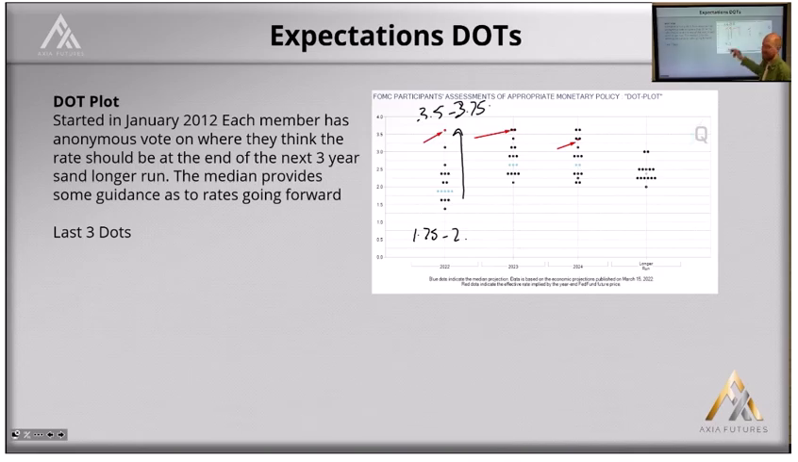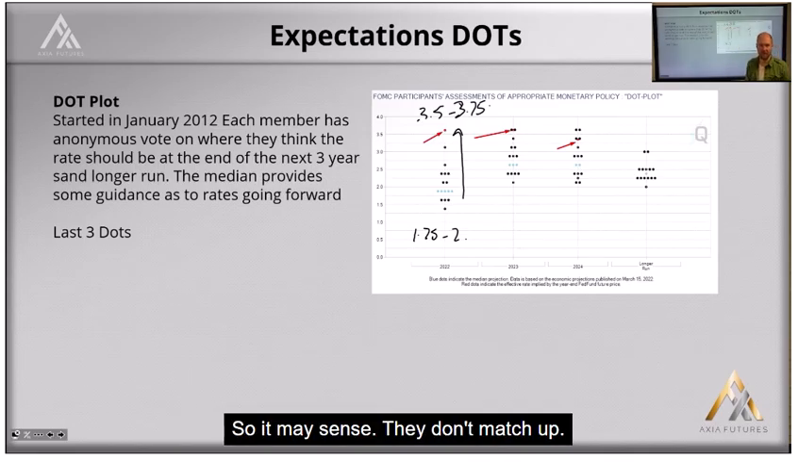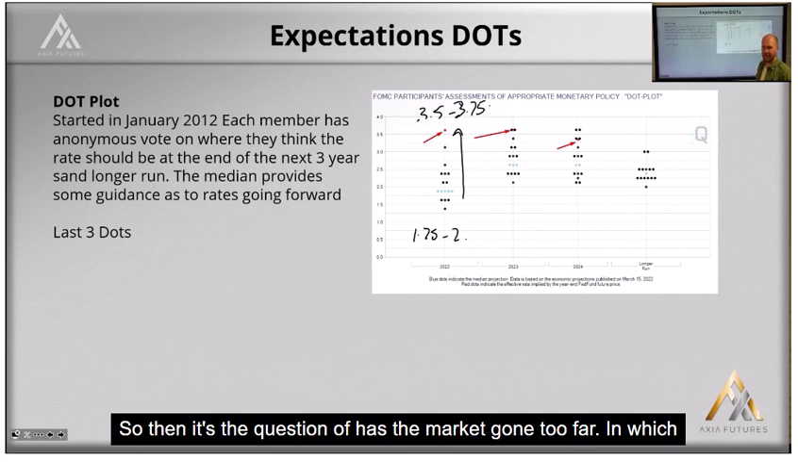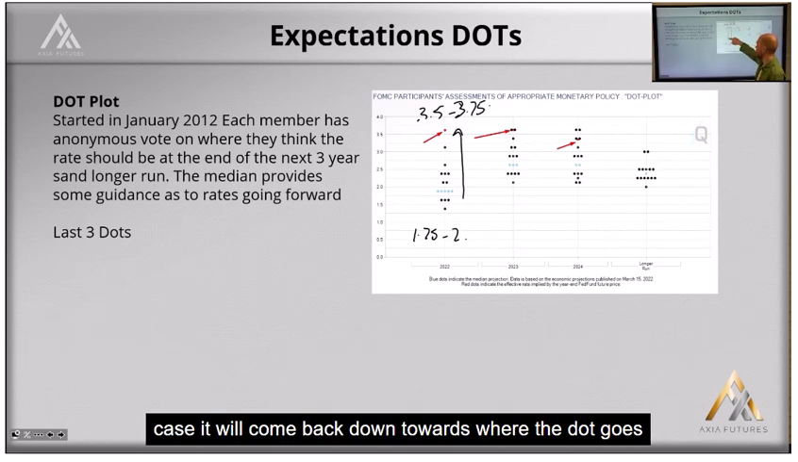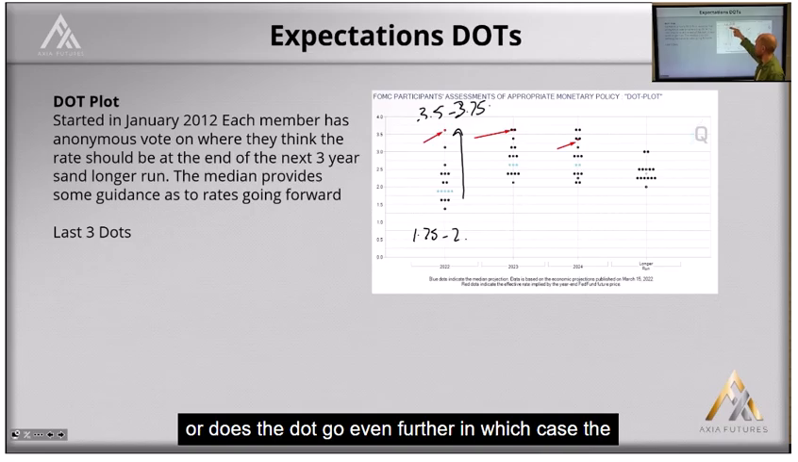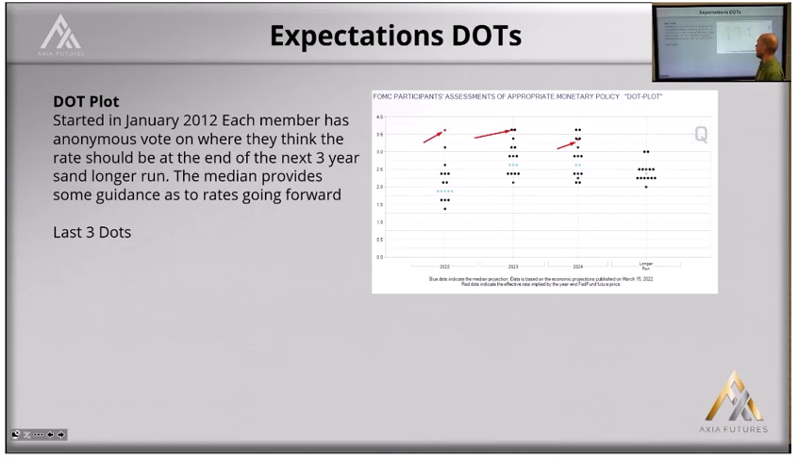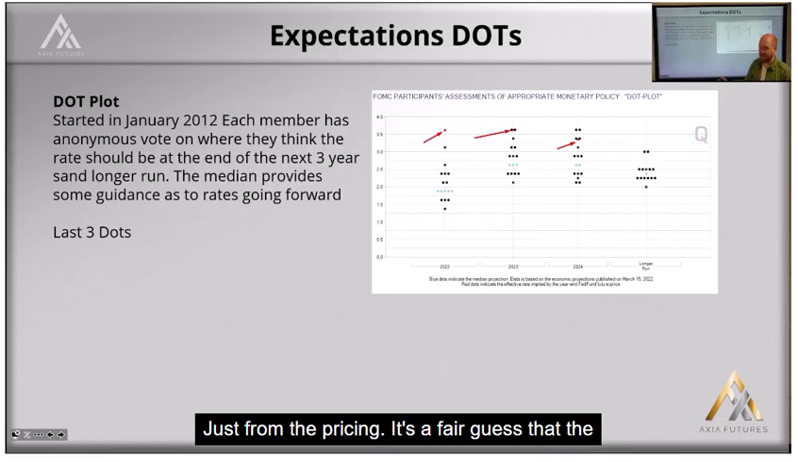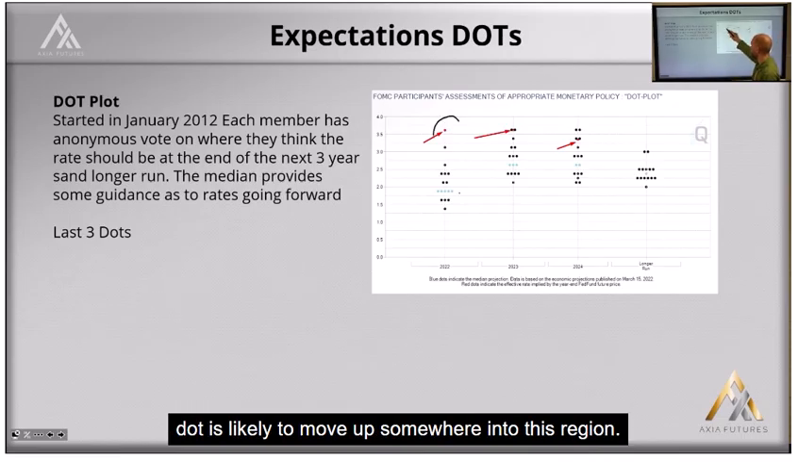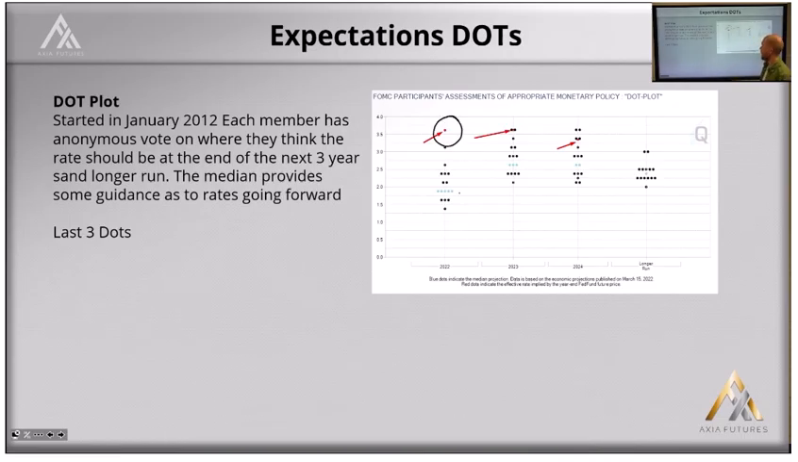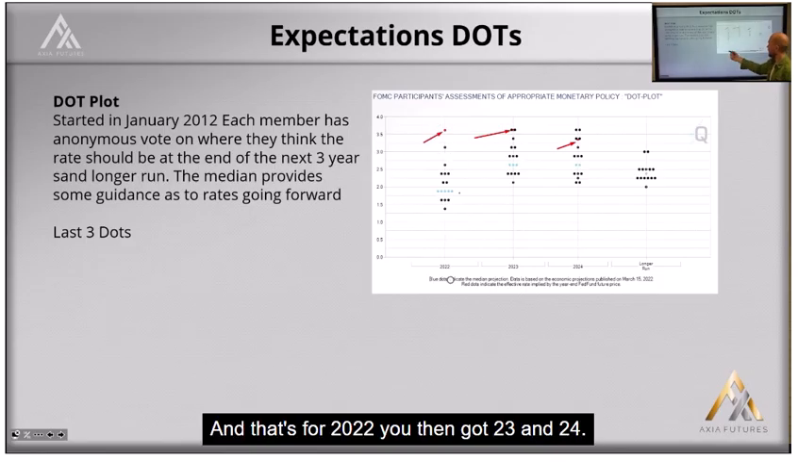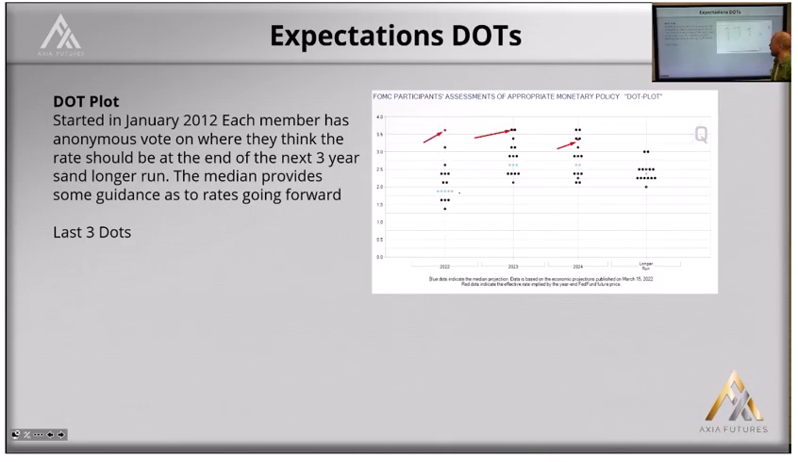This is 3 months later. So it makes sense that they don't match up. So then it's the question of, has the market gone too far? In which case it will come back down towards where the dot goes, or does the dot go even further, in which case the market can still continue to go higher. So that's what you're interested in. Just from the pricing, it's a fair guess that the dot is likely to move up somewhere into this region. Would be a reasonably fair guess. And that's for 2022, you've then got 23 and 24.